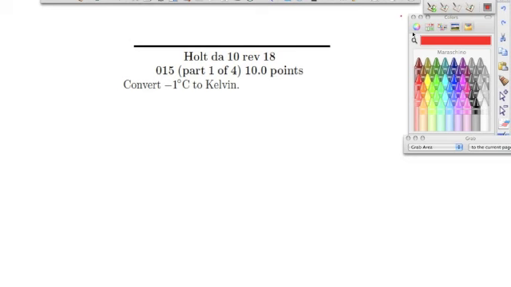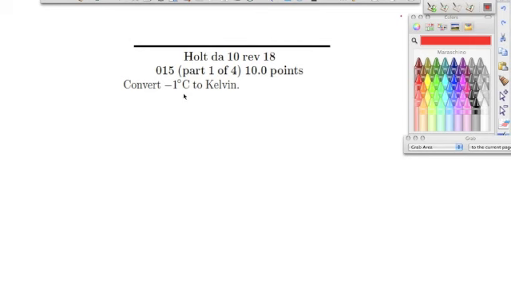Moving on to number 15, it says convert negative 1 degree Celsius to Kelvin. Now, whenever we're converting from Celsius to Kelvin or Kelvin to Celsius, the one thing we have to remember is that Kelvin can never be negative. Kelvin is based on an absolute 0 scale, so we can never have a negative Kelvin.